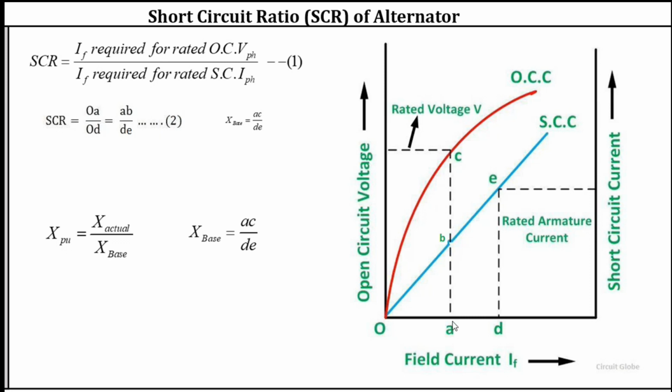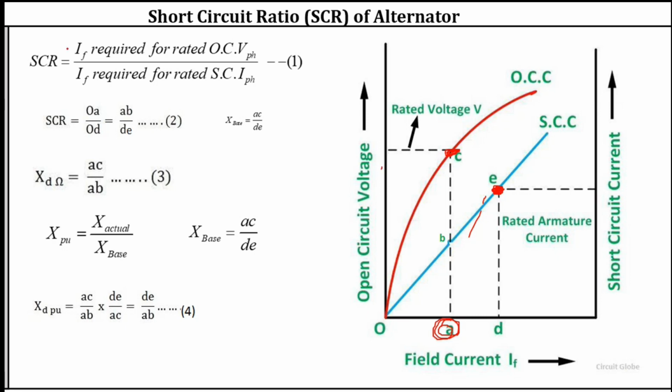So here you can see that this is the field current, the value of field current which produces rated voltage upon open circuit. And this is the field current which flows a rated current in the armature winding upon short circuit. So what is SCR? SCR is the IF required to generate rated voltage upon open circuit upon the field current required to flow a rated short circuit current in the armature winding.